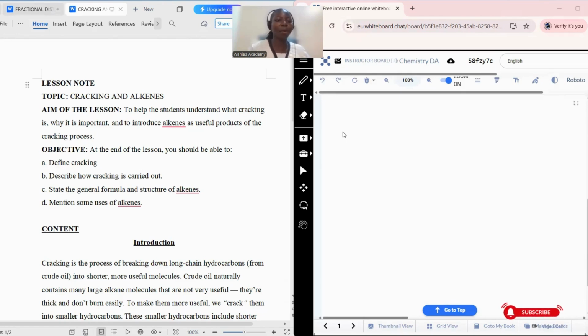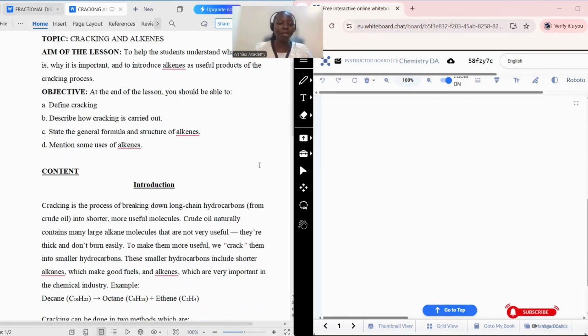So let's look at the aim of the lesson. The aim is to help you understand what cracking is, why it is important, and to introduce alkanes as useful products of the cracking process. And at the end of this lesson, you should be able to define cracking, describe how cracking is carried out, state the general formula and structure of alkanes, also mention some uses of alkanes. So let's dive into the lesson.